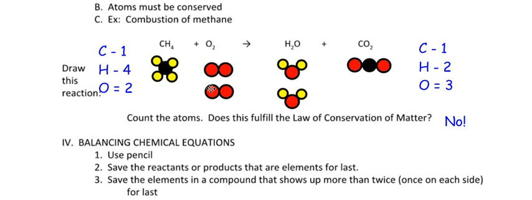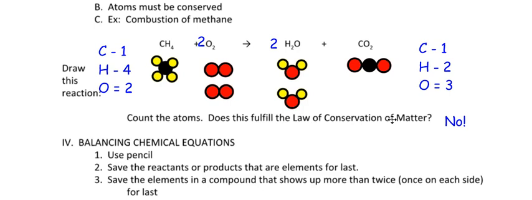Now, does each side have the same amount of atoms? I have 1 carbon, 1 carbon, 4 hydrogens, 4 hydrogens, 4 oxygens, 1, 2, 3, 4 oxygens. So when I balance it, what are my coefficients? I still have 1 methane, so you don't have to put a 1 there. I now have 2 oxygens, right? I have 2 oxygen molecules. What else do I have? I have 2 water molecules right here, and I still have 1 carbon dioxide. So now my equation is balanced.